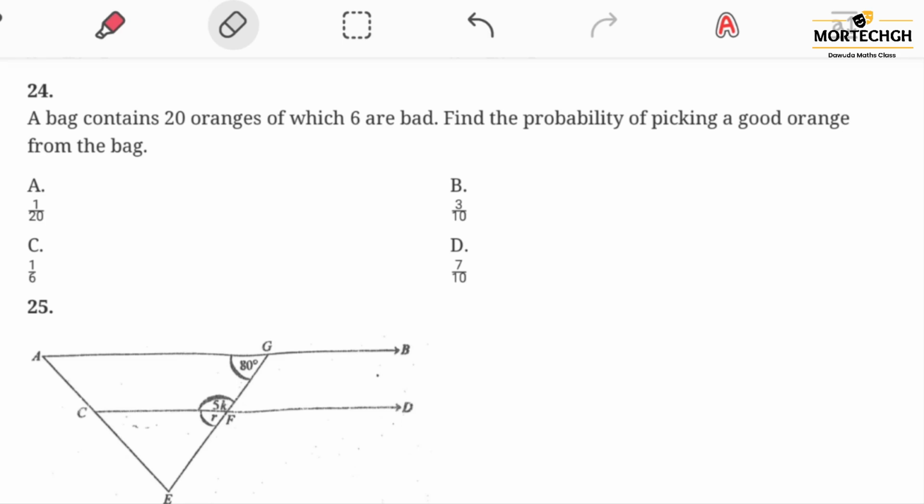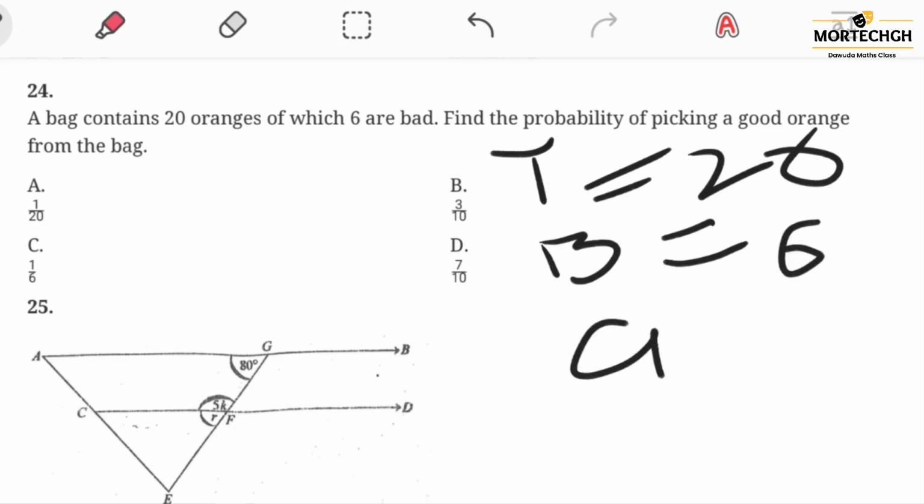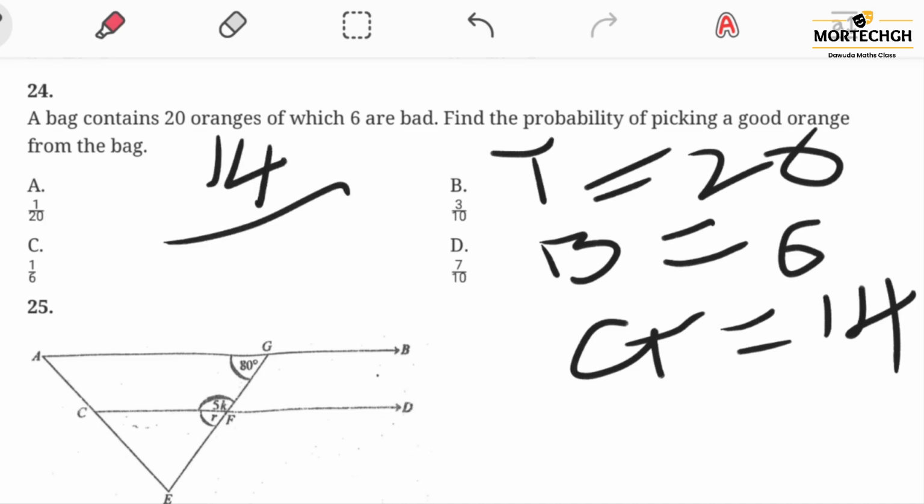Question 24. A bag contains 20 oranges, of which 6 are bad. Find the probability of picking a good orange from the bag. From a question like this, the total number of oranges, T, is equal to 20. Bad oranges are 6, so good oranges are 20 minus 6, which gives you 14. To find the probability of picking a good orange, take the ratio of the good oranges over the total number of oranges. So the good oranges are 14, divided by the total number of oranges, which is 20.